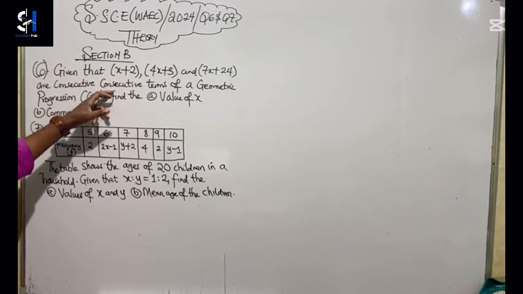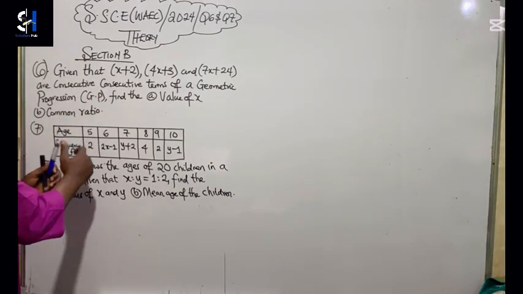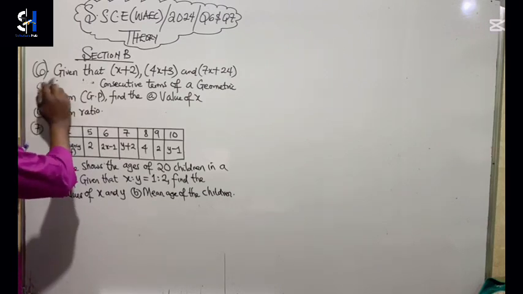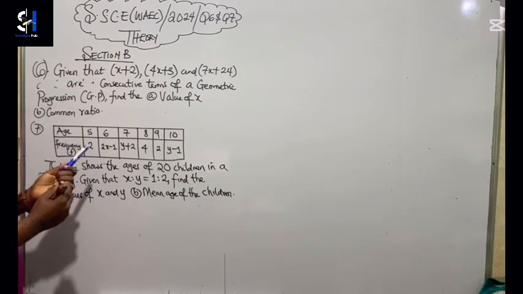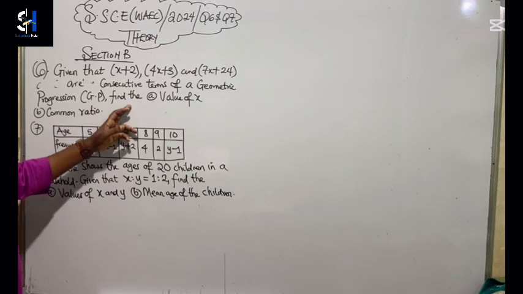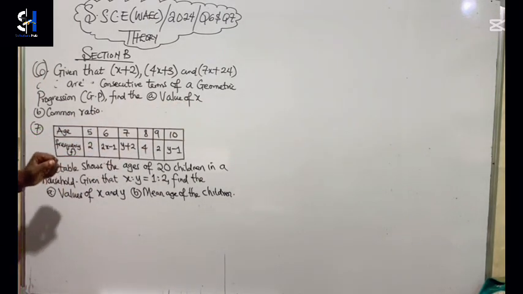So in this case, we are given x plus 2, 4x plus 3, 7x plus 24 as consecutive terms of a geometric progression, GP. Find the value of x and also the common ratio.